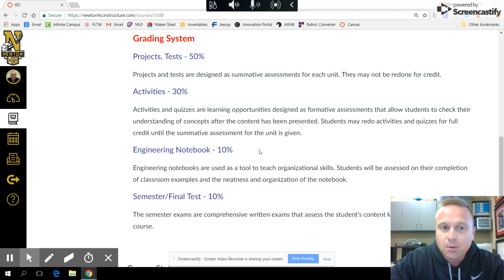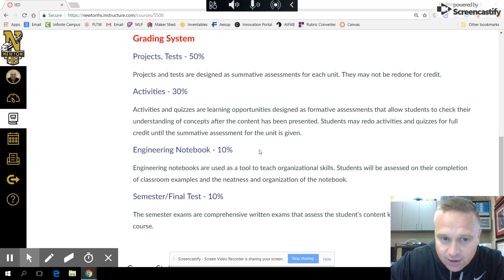The other thing you need to remember about activities is all activities can be redone until you completely understand, get 100% on the activity, and you can redo that as many times as you need to until we do the summative assessment for the unit, whether that's a project or a written test.